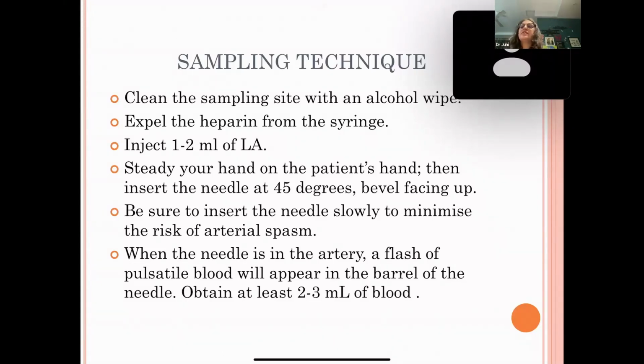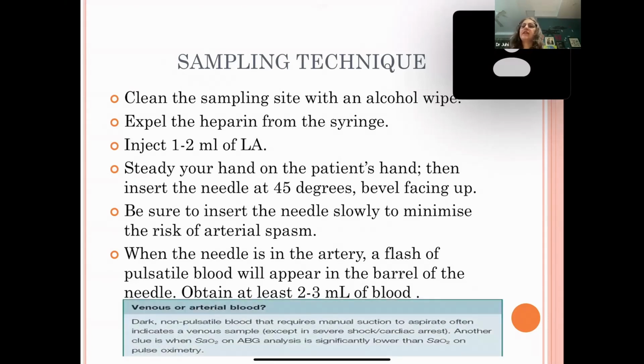Be sure to insert the needle very slowly to minimize the risk of spasm. And once you enter the artery, a flash of pulsatile blood will appear in the needle. Obtain at least 2 to 3 ml of blood sample before taking the needle out.